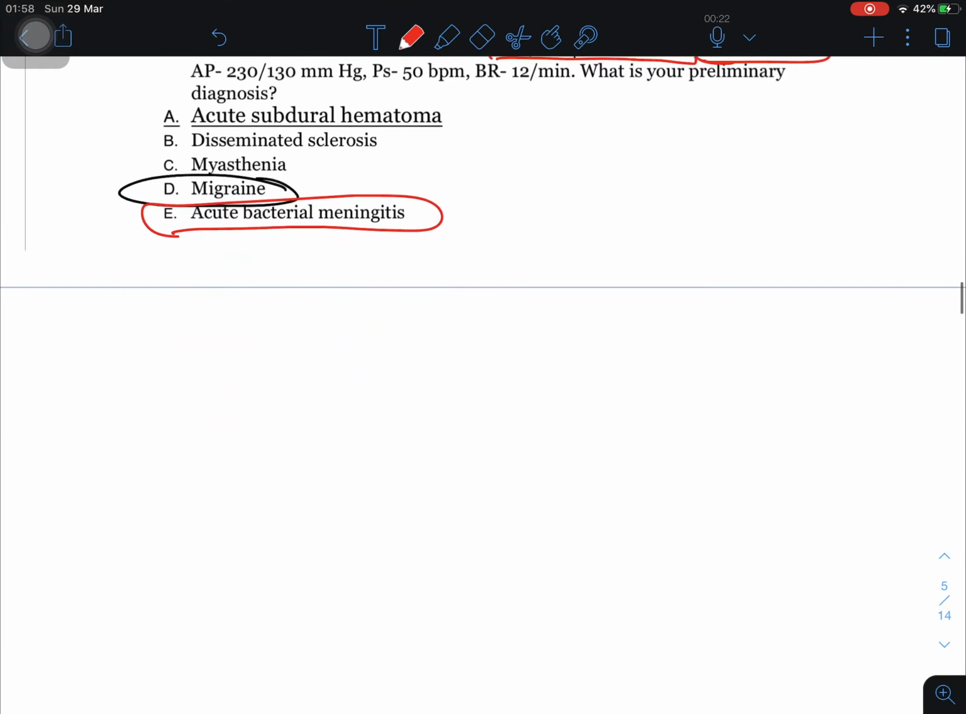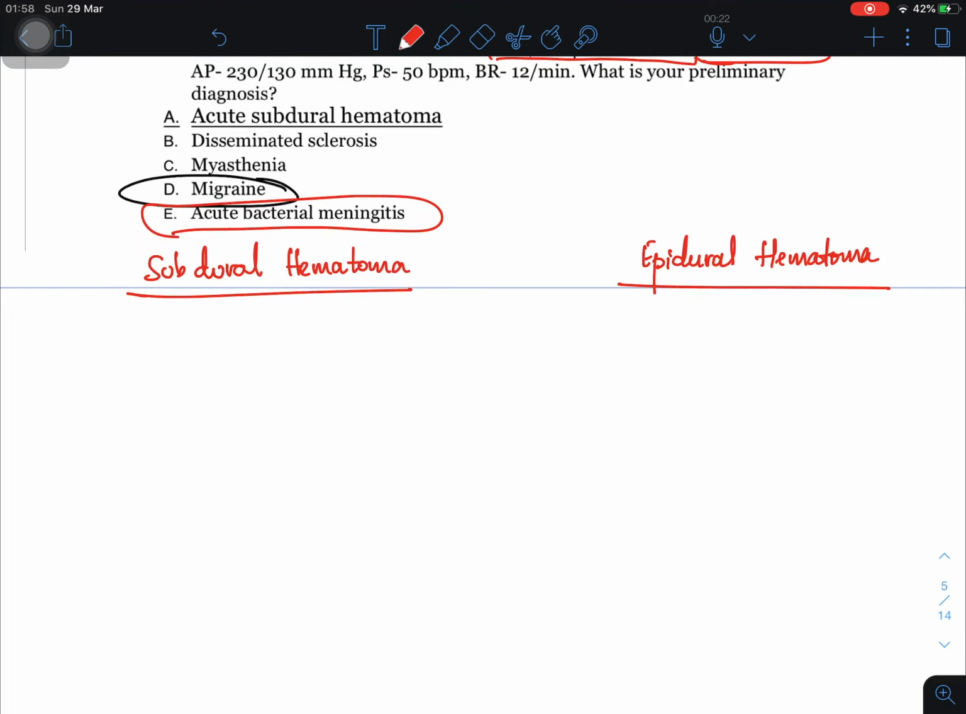And even in meningitis you will have a chance of having rash, but here the rash is absent. So first of all, you need to differentiate between subdural hematoma and epidural hematoma. What is the difference? In subdural hematoma the patient will be having loss of consciousness. Second important thing, the patient will be having pupillary changes. And third important thing, the patient will also be having hemiparesis.